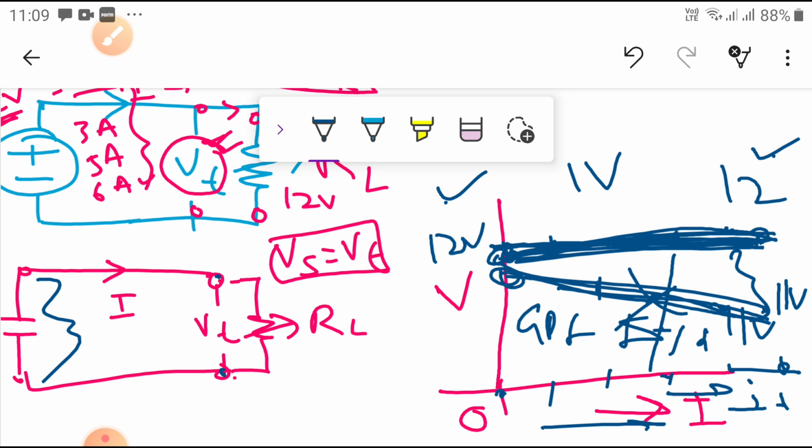If the current increases, then the voltage reduces further. Initially there is no current, open circuit, and it shows 12 volts. When the load increases, a drop occurs in the internal resistance. At the end, the terminal voltage is reduced to 11 volts only. That means there is a 1 volt difference between the start and the end. So this is a practical voltage source.